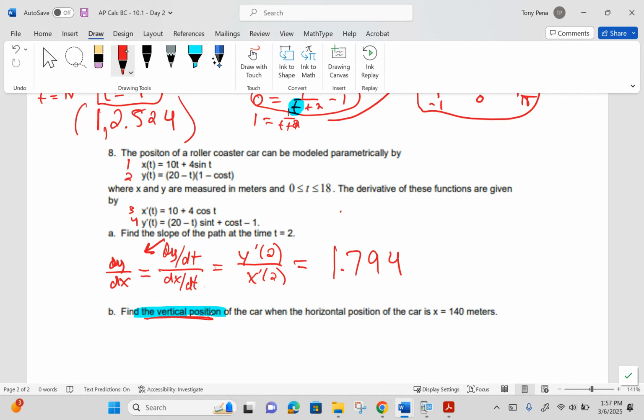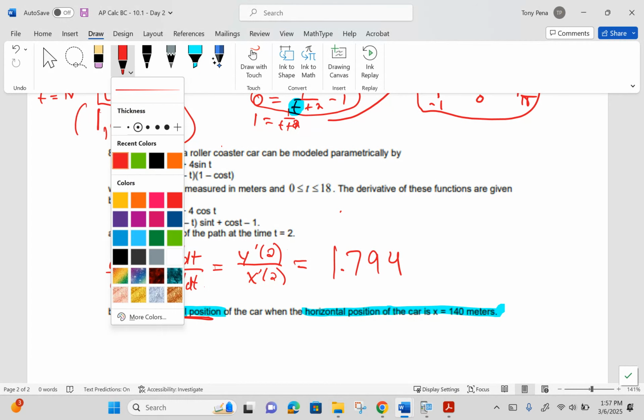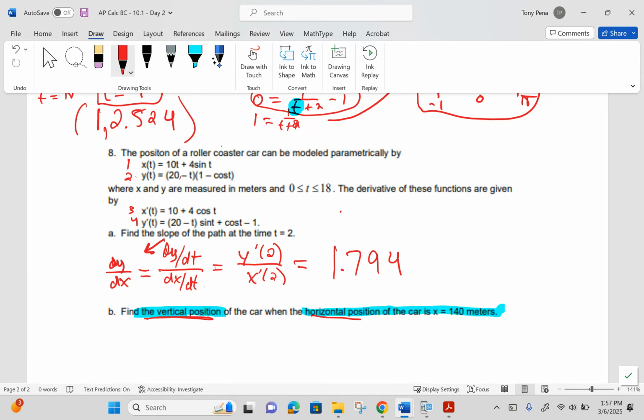So when this asks you to find your vertical position, you're going to be using this one here. We're ultimately looking for how far up we are at a particular time. It would be easy if it just said find the vertical position of the car at the time of 4, because then you would just plug 4 into this. All right, not that easy. They want you to find the vertical position when the horizontal position of the car, which is which of these 4 up here? 1. When the horizontal position of the car is 140. So if equation number 1 is your horizontal position, which it is, this really translates to you taking x of t, the horizontal position, and setting it equal to 140.